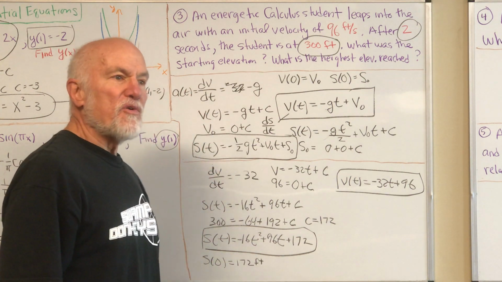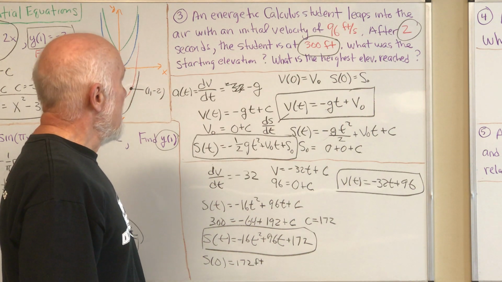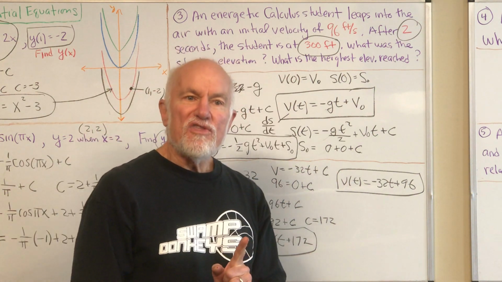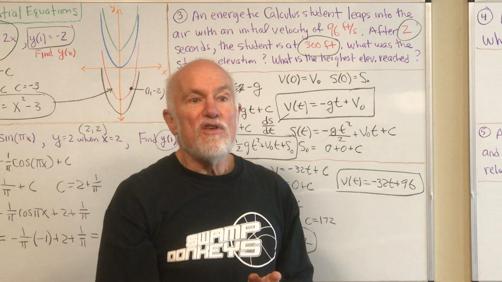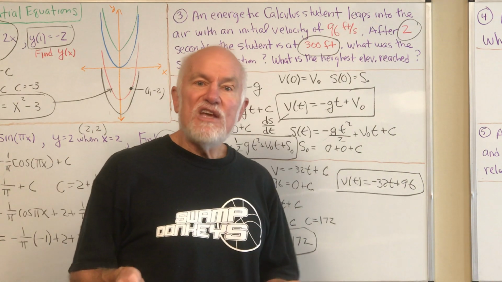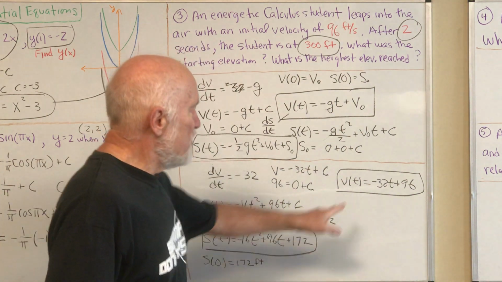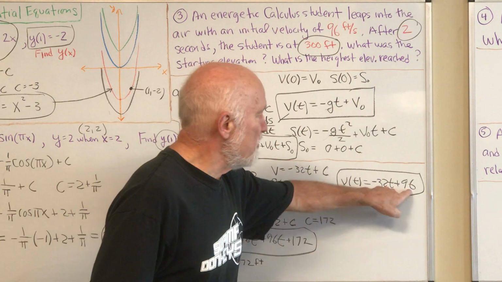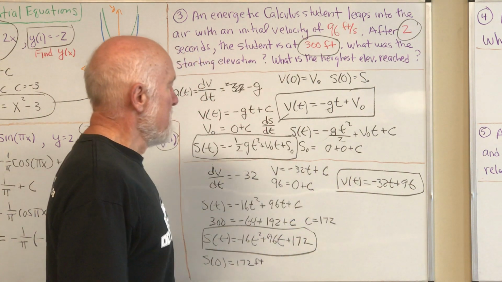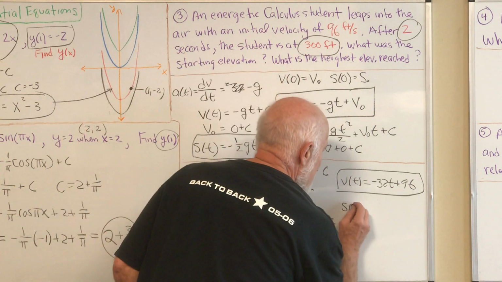So he didn't start out on the ground. He started out at 172 feet. Then, what's the highest the elevation ever reaches? Well, if you think about it, if you throw a crayon up or if the student jumps up in the air, the highest elevation is going to be when the velocity is equal to 0. So all you have to do is set this equal to 0, and I think you can see that it's at time 3. So 3 seconds after they jump, that's the highest elevation.